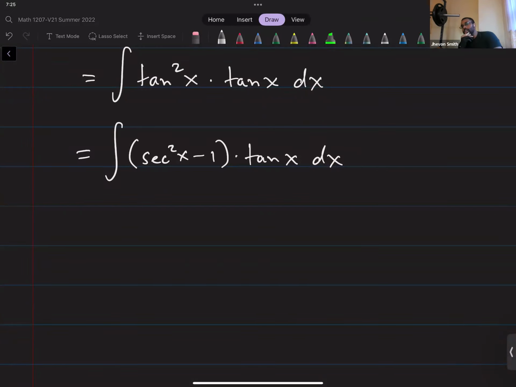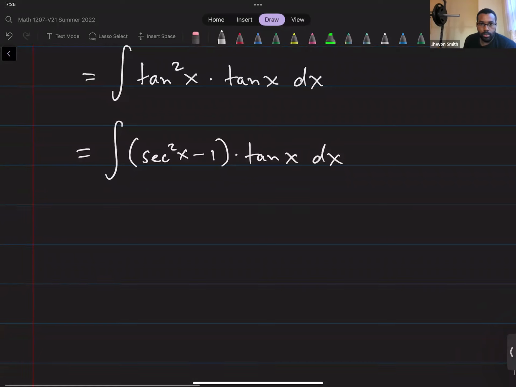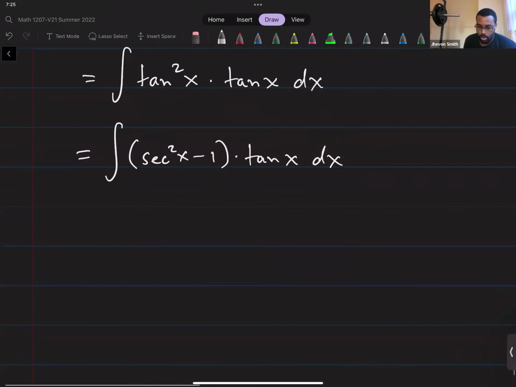Okay. What do you think we can do here? A lot of secant x, so they have secant x tangent x on the right. You can't. The minus one is there, right? So you can't. It's not a common term. What else?